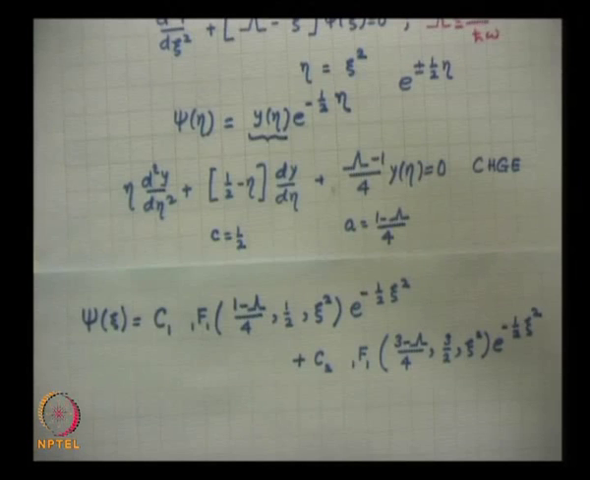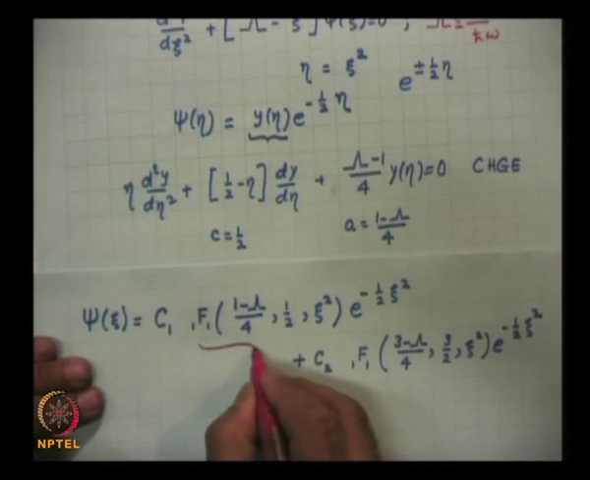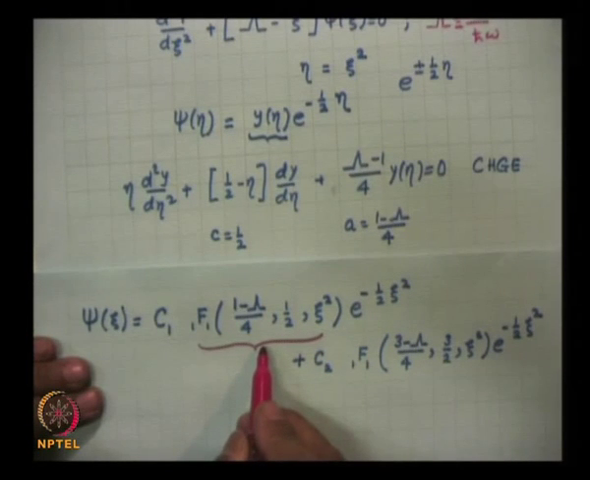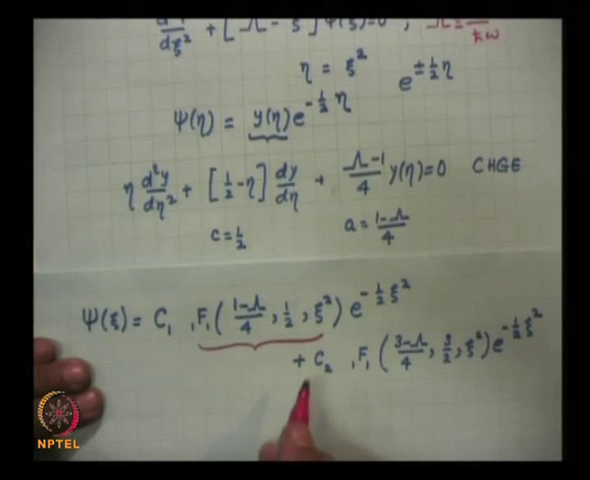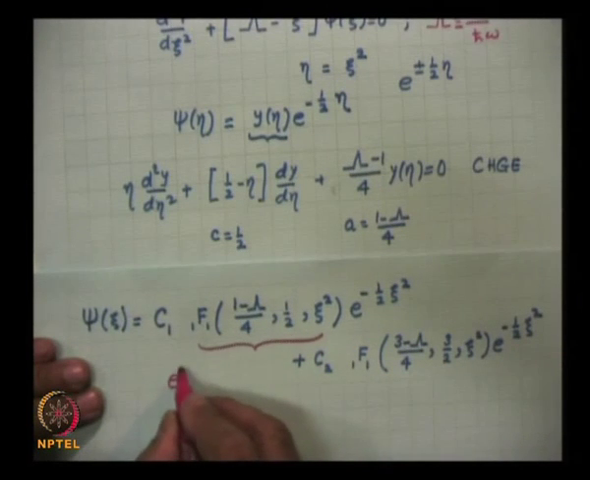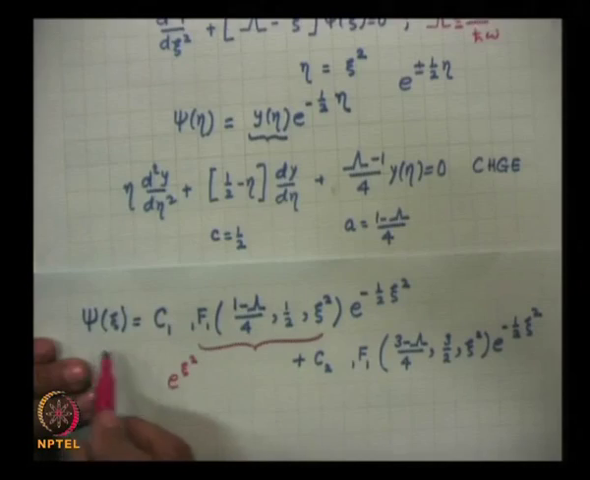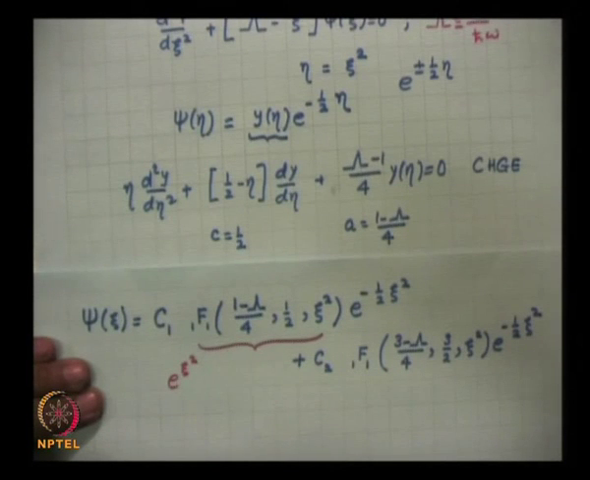So, we said that this series, although it is convergent for all values of xi, behaves as e to the power of xi square. So, for the wave function to be integrable, to be well behaved, this must become a polynomial.